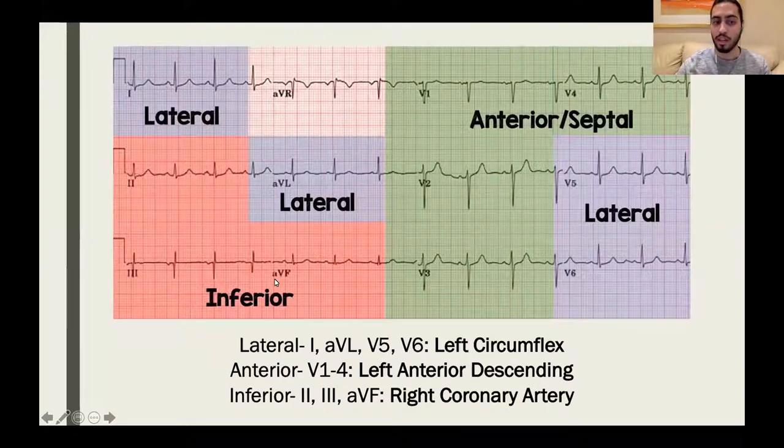And this is what we were just talking about. So since the elevation were in these contiguous leads, and if you remember what we spoke about yesterday, by definition, if there's any changes in two or more contiguous leads, you can then classify that as a pathology that's happening in that territory. So lateral leads are 1, aVL, V5, V6, like we spoke about yesterday, supplied by the circumflex. V1 to V4 are supplied by the left anterior descending artery. And then these inferior leads, 2, 3, aVF, are supplied by the right coronary. So you just saw an inferior MI.